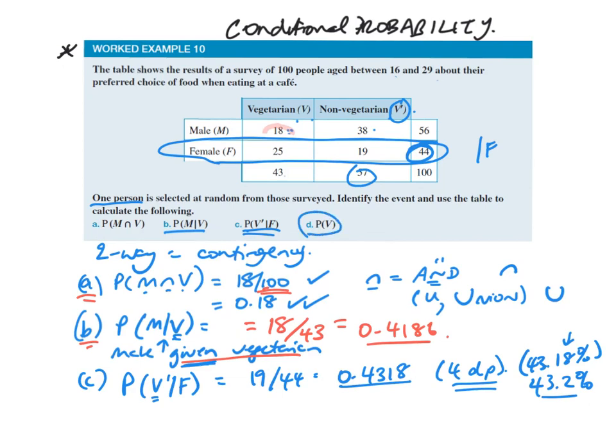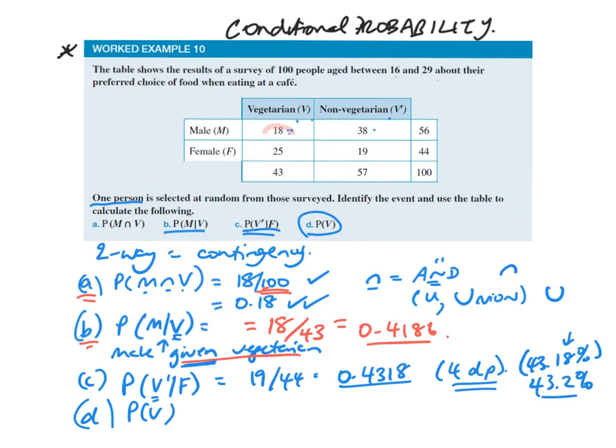Okay, let's look at the last one. Probability of vegetarian. Too easy, eh? Let's rub out the annotations again. That is just these guys out of all of these guys. So it's the 43 out of the 100, which is 0.43.